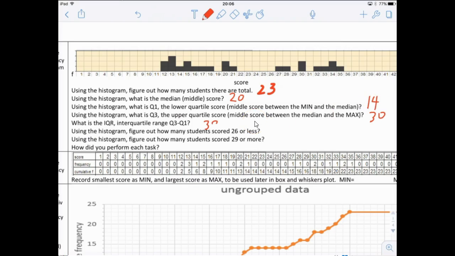Okay, 30 minus 14 equals 16. Then it says, using the histogram, figure out how many students scored 26 or less. Okay, so that's easy to do, right? 26 is here, and so how many students scored less than 26? Well, it would be like 12, 13, 14 students, right?